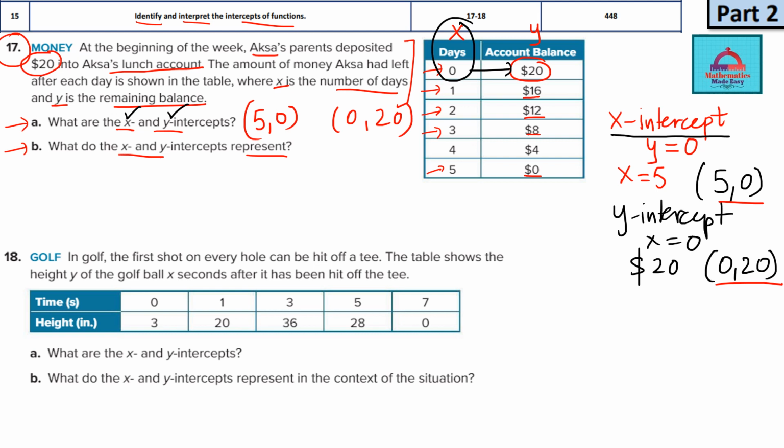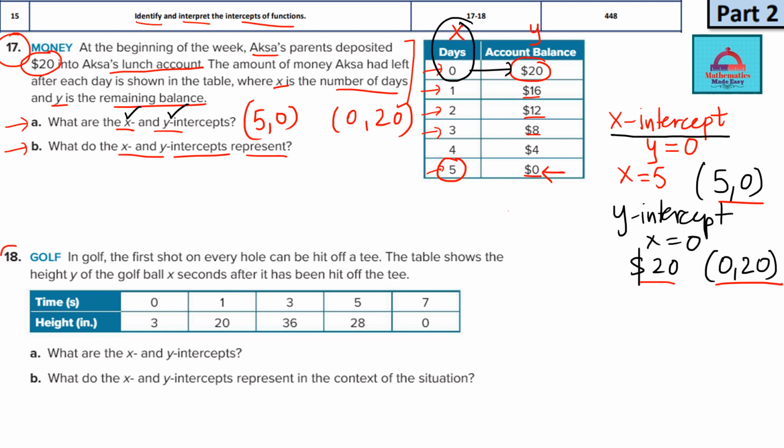Now what do the x and y intercepts represent? Meaning, what is their interpretation? Let's first go to the x-intercept. The x-intercept here is 5. It means in 5 days she is going to finish all her money. There's no money left with her. And the y-intercept means the beginning when she got the money. So on day 0 she has $20. This is the beginning amount of money. That's how you interpret it.